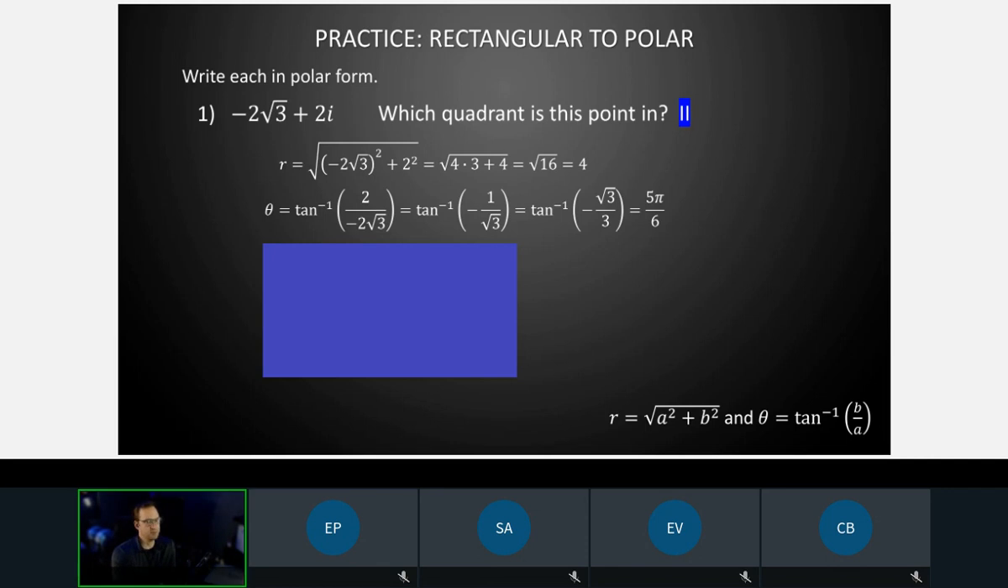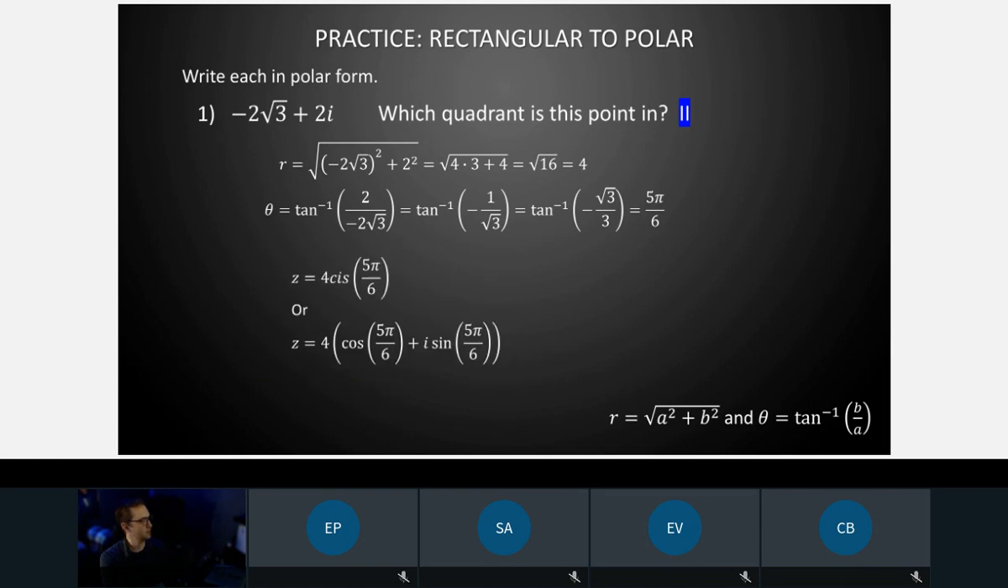All right, next, using that information, we're in quadrant 2 with pi over 6. So we just write the answer in the form as either 4 CIS parentheses 5 pi over 6 or that long expanded form. They both mean the same thing. This is fun, right?